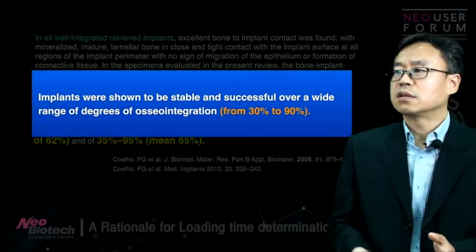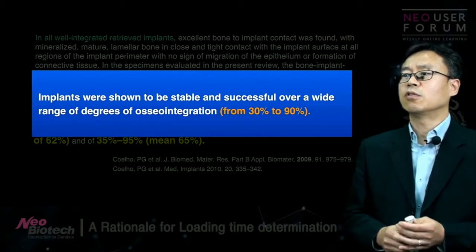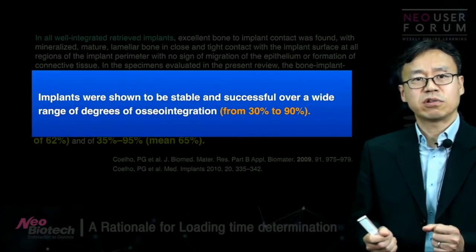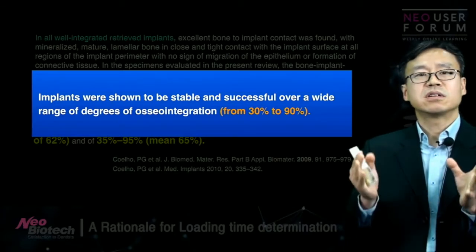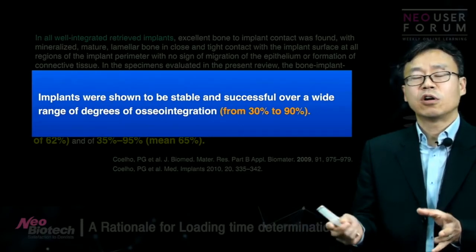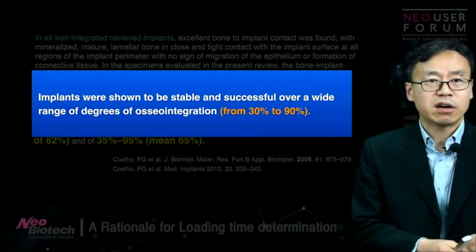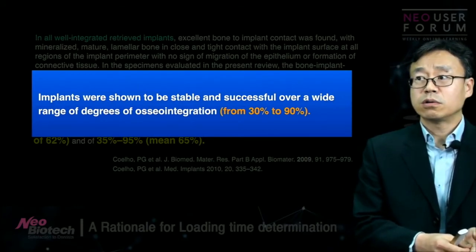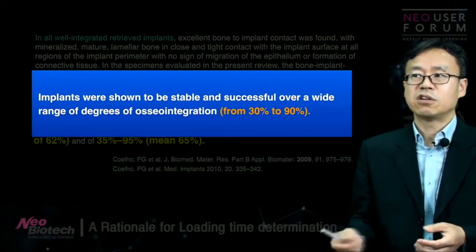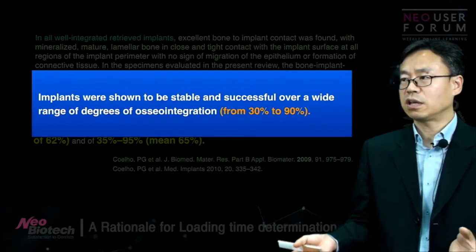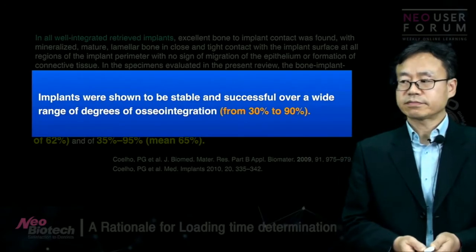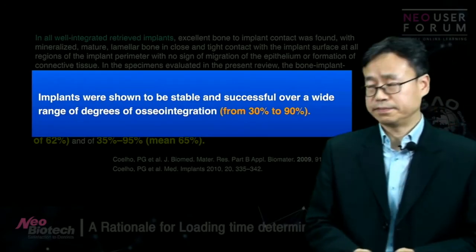So this basically means, you know, we believe we need osseointegration, but those successful implants, which can be loaded, only need maybe 30% of bone implant contact, or sometimes 60%, or even 95%. There is too much variation in terms of bone implant contact ratio. I think this is very important.